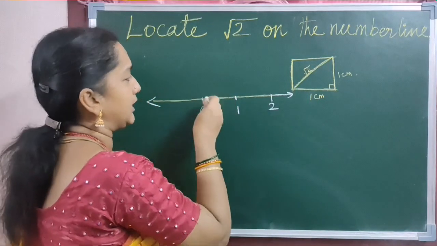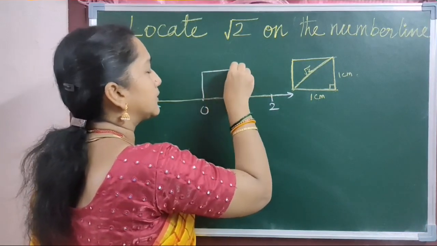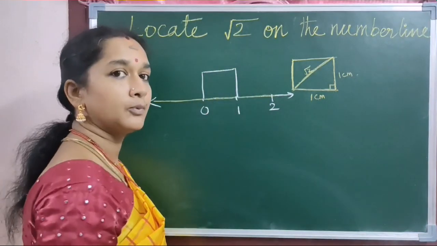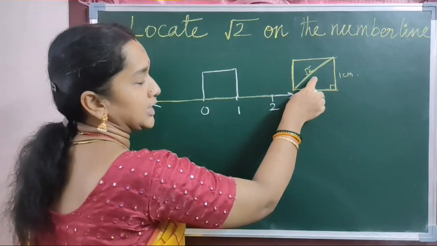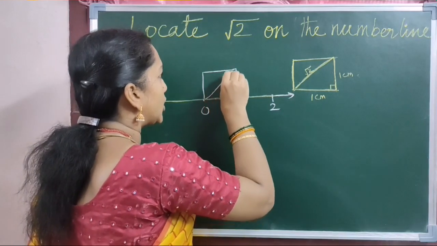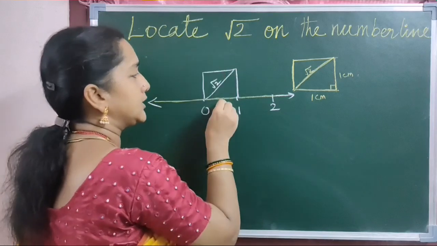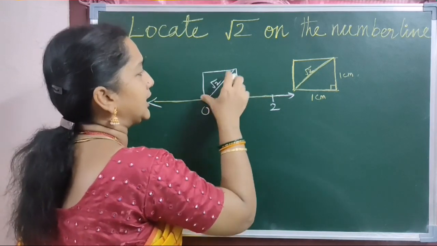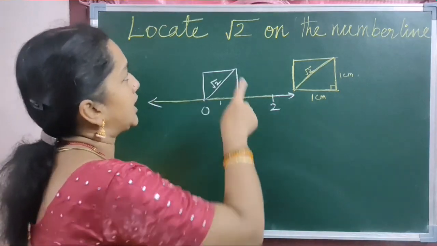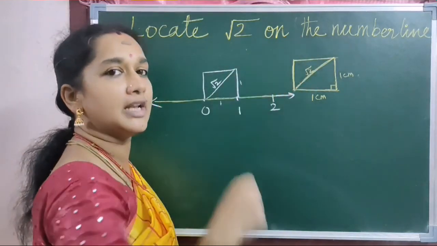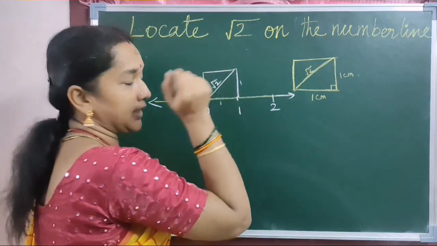So this is 1 centimeter. I am drawing a square of area 1 centimeter square. As I explained here, if I draw this diagonal, that length will be root 2. So this is 1 centimeter, this is 1 centimeter, so this length is root 2. But I was asked to locate root 2 on the number line. This root 2 length is here.